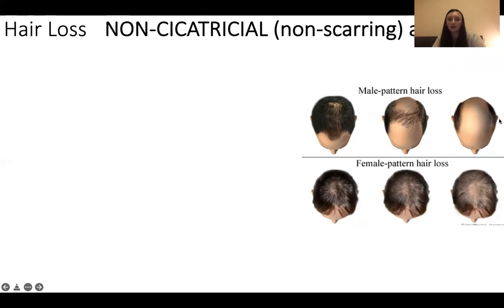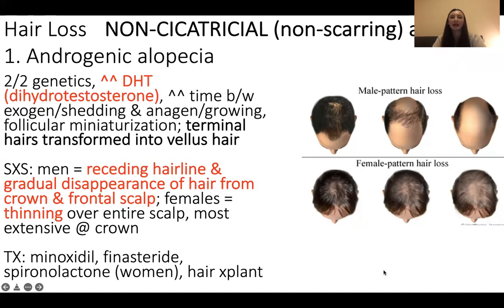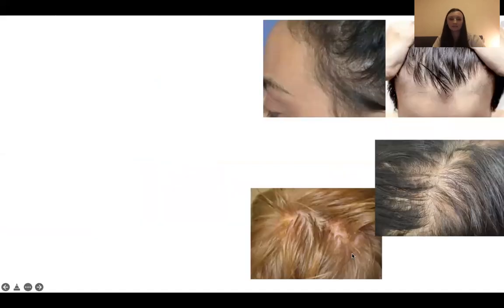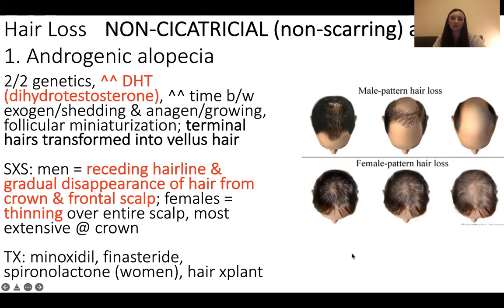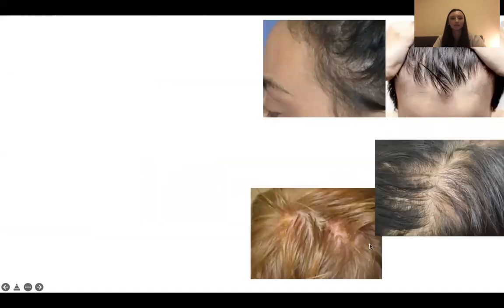So non-scarring hair loss is going to be male or female pattern hair loss. So androgenic alopecia due to genetics or increased DHT. So we have terminal hairs transformed into vellus hair. Symptoms in men are going to be a receding hairline or gradual thinning of the frontal scalp. Females is going to be just a thinning. So treatment is going to be minoxidil, finasteride, or spironolactone, or a hair transplant.